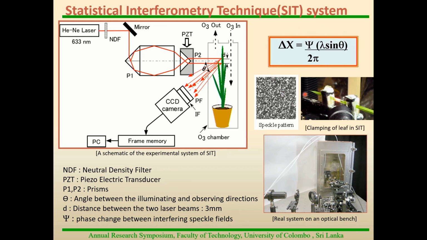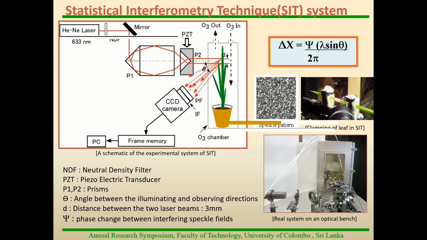So this is how we clamp the leaf for the SIT measurement. This is a rice leaf. There's a clamp, and we clamp the rice leaf like this. And this is the real system for the short-term ozone measurement for the SIT. This is the ozone chamber. We keep the rice plant or other plant inside this chamber, and we apply the ozone and charcoal filtered air to the chamber and measure the growth behavior. This is the optical setup of the SIT.